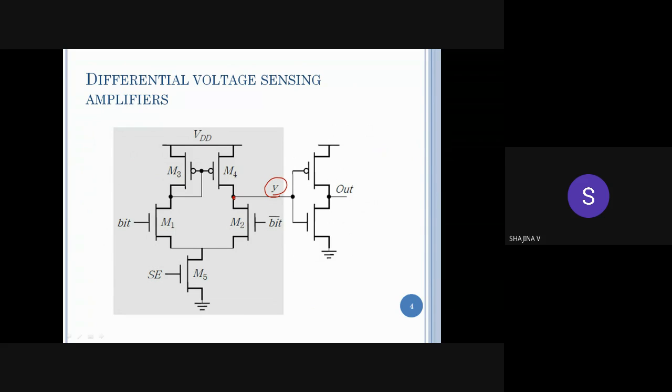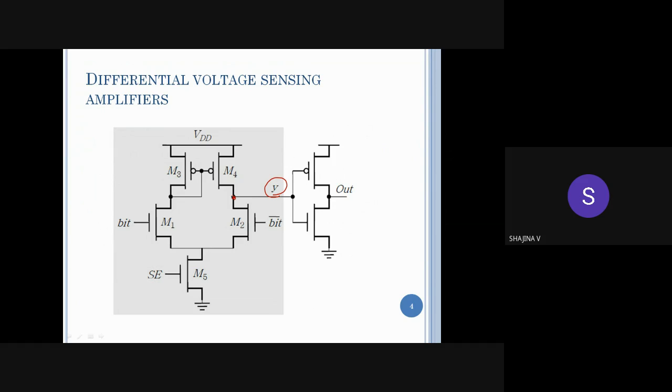this output of active load increases negatively. That is, output of active load increases negatively means the magnitude increases. That is, there will be amplification. But due to the direction of current flow, it will be a negative value.